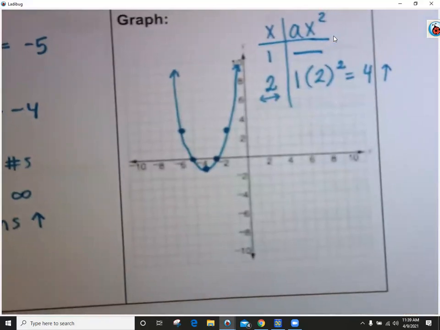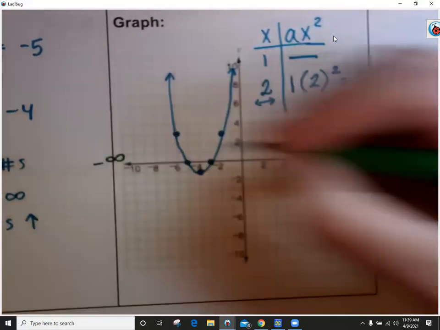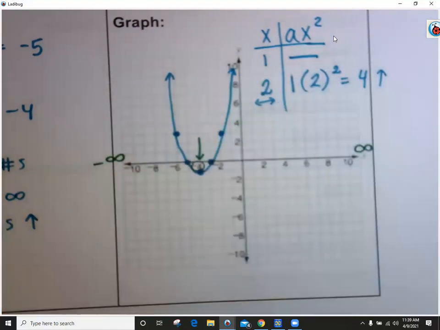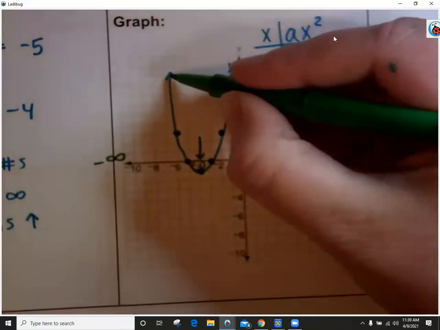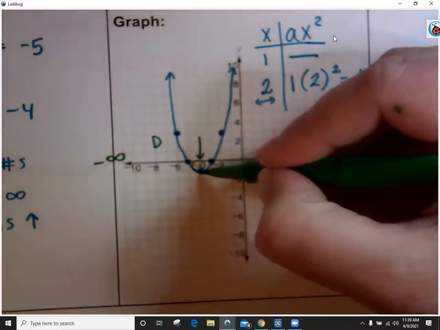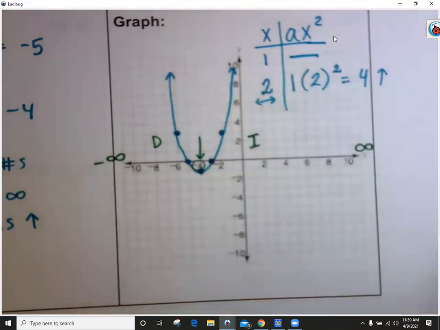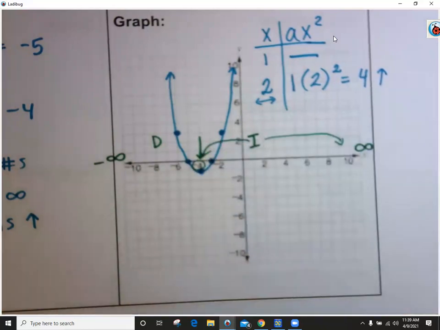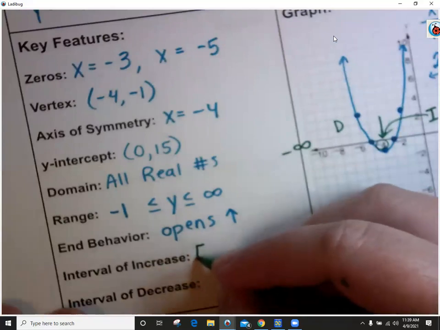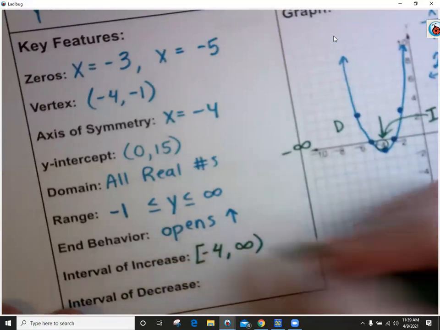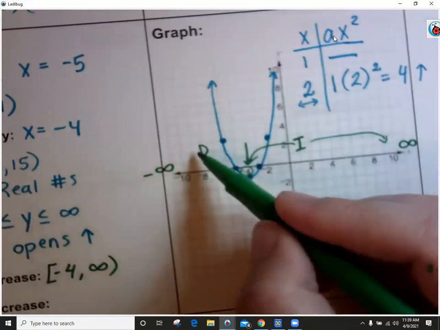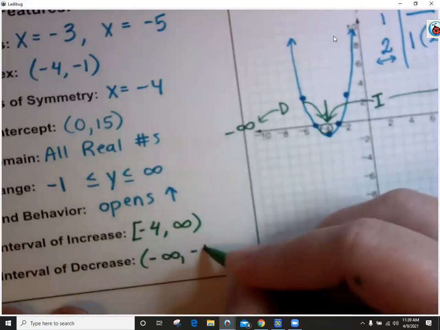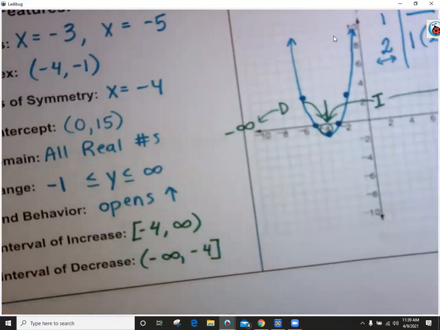And then for interval of increase, decrease, that's where I put the negative infinity, the positive infinity, and then look at the axis of symmetry, which is -4. And I'm going to say it's decreasing at first, and then when it hits the vertex, it's increasing. So the interval of increase is between -4 and infinity. And then the interval of decrease is from negative infinity to -4. Like that.